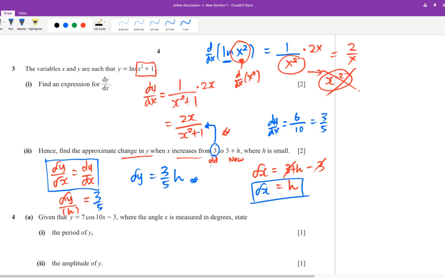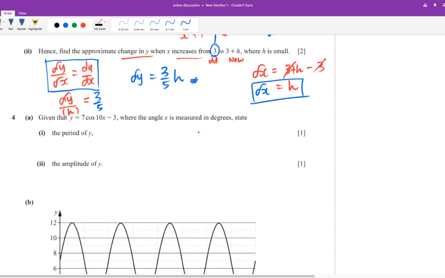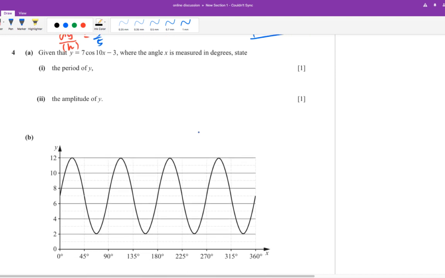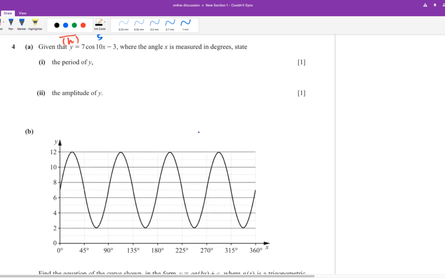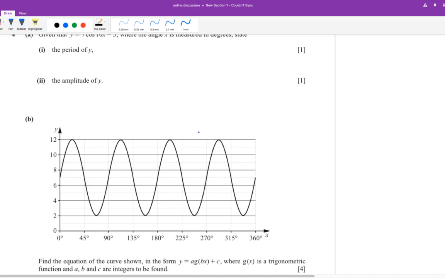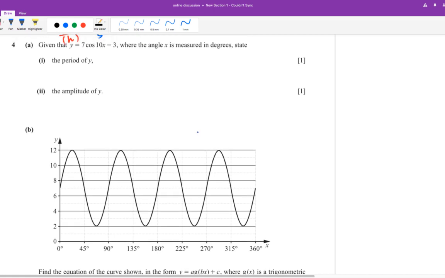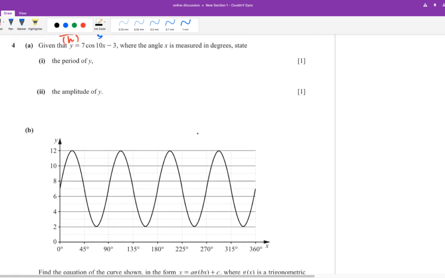Alright, so okay, let me just move on. Please ask me the question about the question I'm discussing. Alright, so question number 4a. Yeah, this is not the SPM paper.